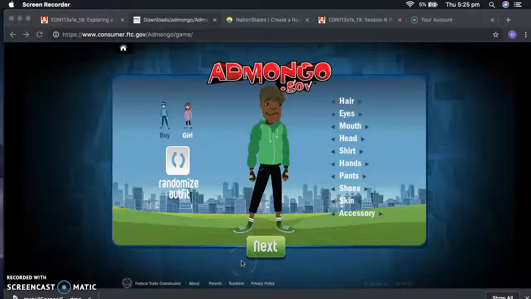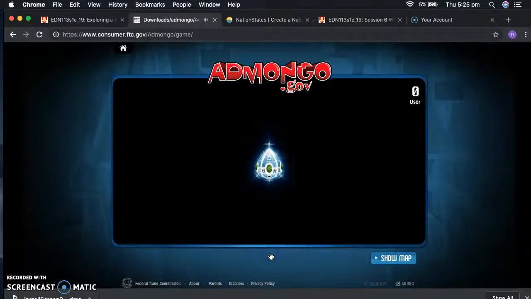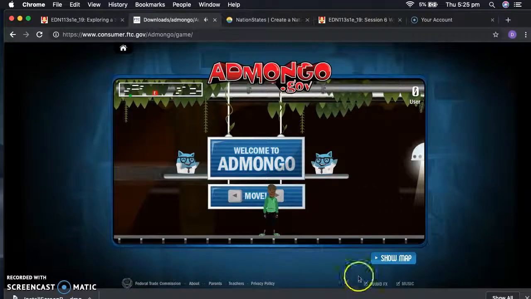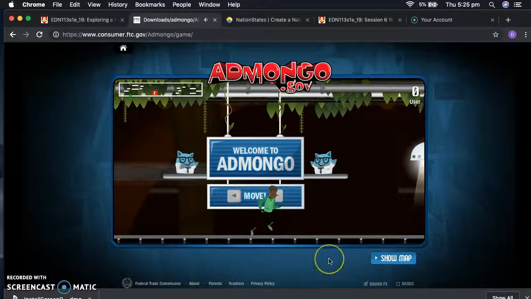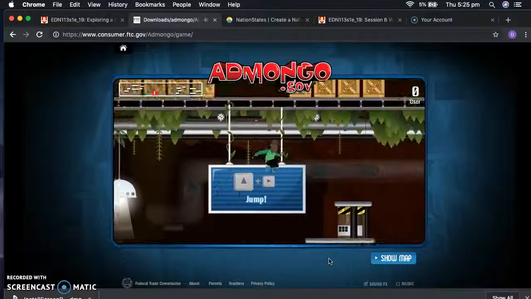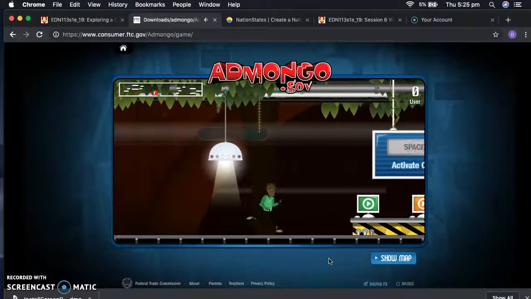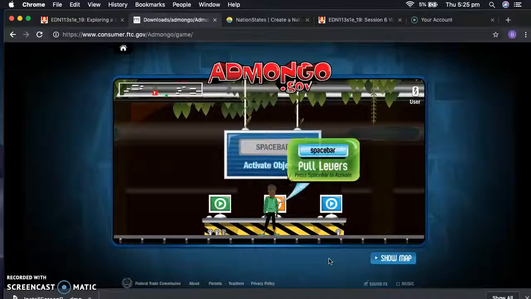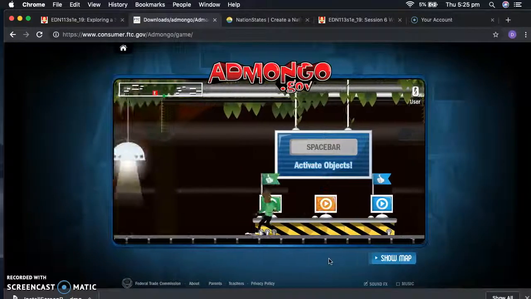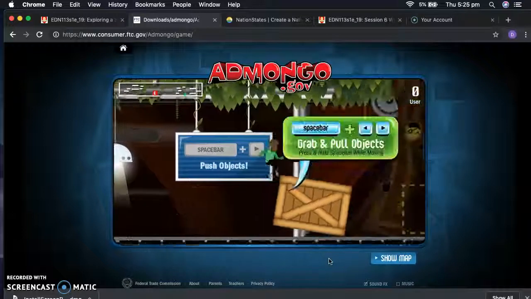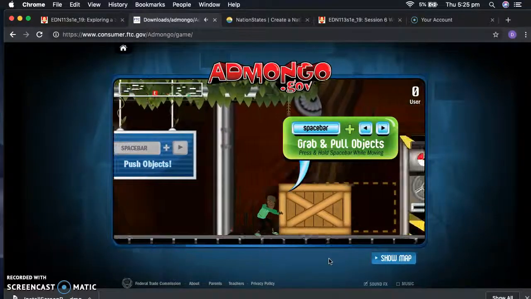Alright, this is Admongo. Pick your character, boy or girl, whatever colour you want. Good for diversity. Admongo is about ad literacy, teaching kids the importance of ads in the world and why there's adverts, how to understand them. This game also teaches how to use a computer, good hand-eye coordination, listening to instructions, which is good.